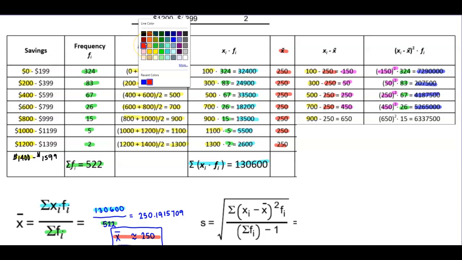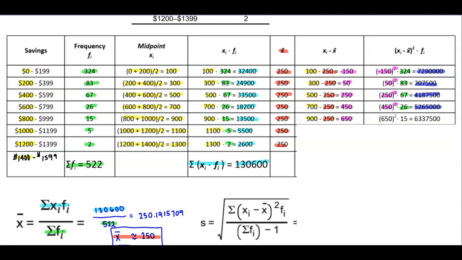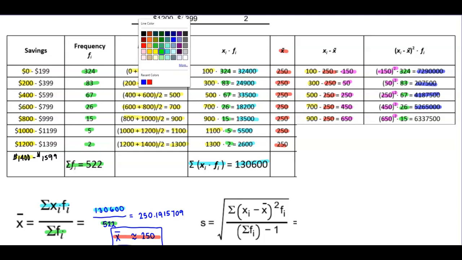Okay, next, we have our midpoint of 900. We're going to subtract, again, the sample mean of 250 to get 650. In the last column, we're going to take 650 and square it, and then multiply by its frequency of 15.